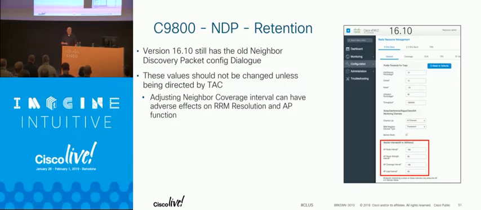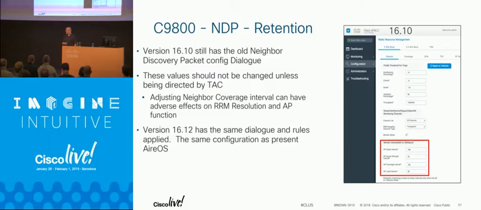On the C9800 in the 16.10 version, not too many of you are running it, but just be aware it's still got the old method and the old screen. In 16.11, they're fixing it.